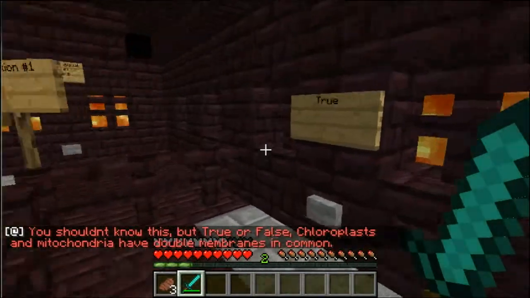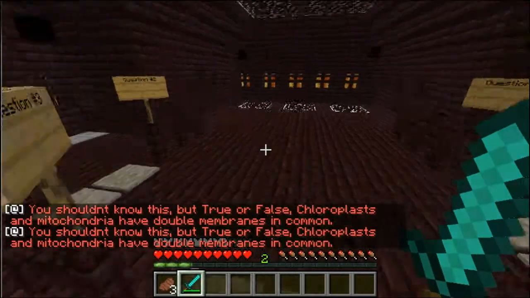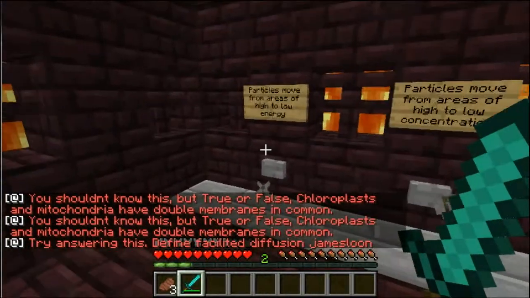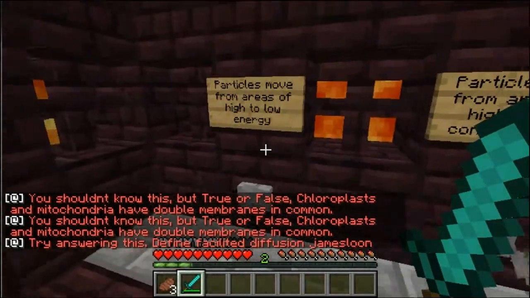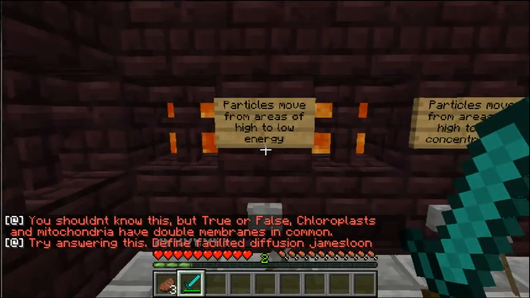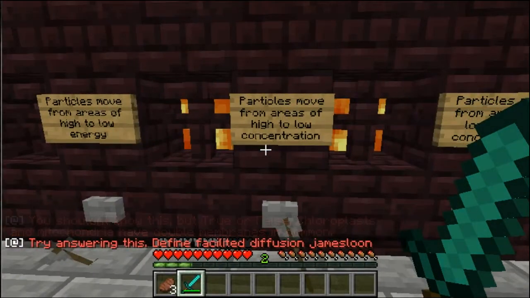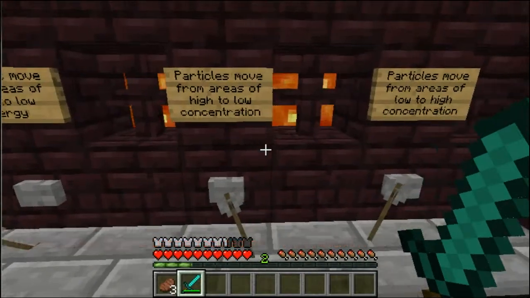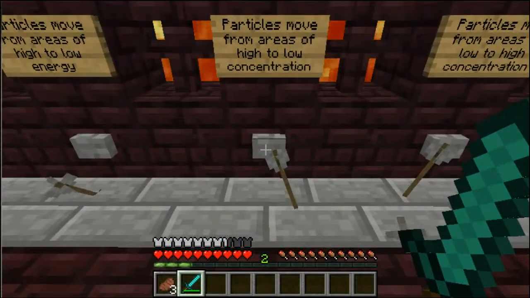Alright, true or false? Oh, wait a second, I never did that one. Sorry. Alright, so define facilitated diffusion. Particles move from areas of high to low energy, particles move from areas of high to low concentration. It was that one, I just got my low to high mixed up by accident.